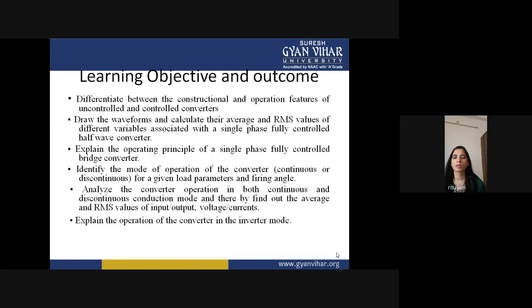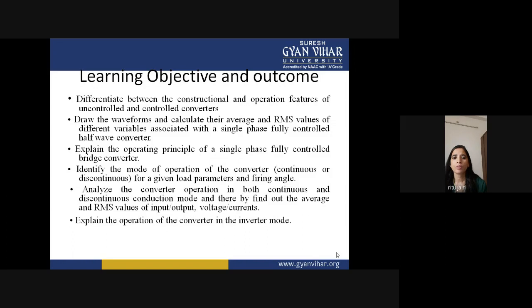The learning objective and outcome of this lecture is that after this lecture, I expect the students to be able to understand what controlled and uncontrolled converters are, what half wave and full wave converters are, and the difference between the constructional and operational features of uncontrolled and controlled converters. They will be able to draw the waveforms and calculate the average and RMS values of the different variables associated with single phase fully controlled and half wave converters.